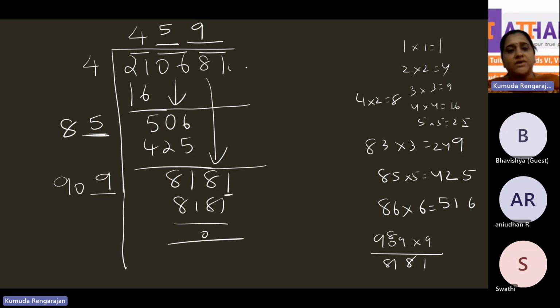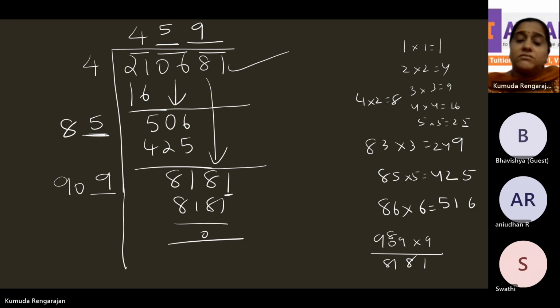If the remainder is 0, then the given number is a perfect square. If the remainder is not 0, then it's not a perfect square. You can still find the square root up to some decimal places. But if the remainder is 0, it's a perfect square. Otherwise, it's not a perfect square. Now here we got 0 remainder, so it's a perfect square. And the square root of the given number is 459.